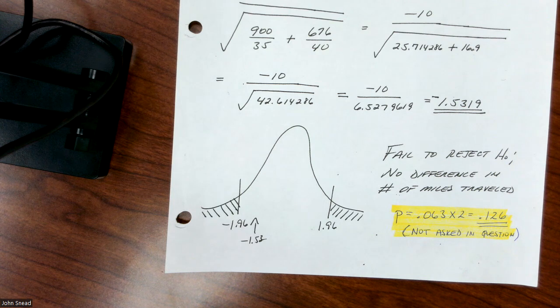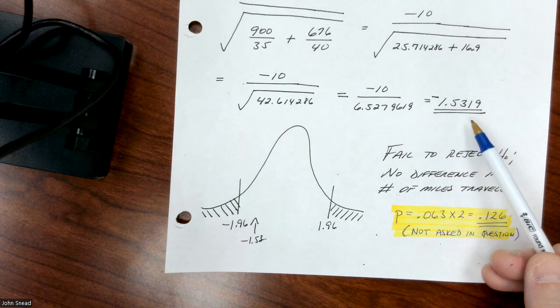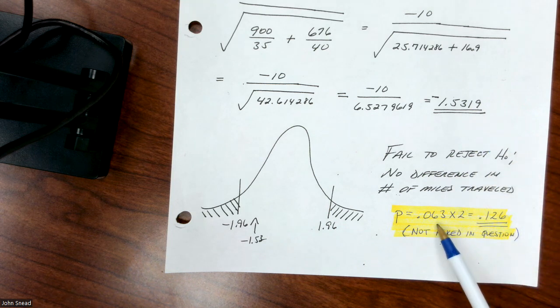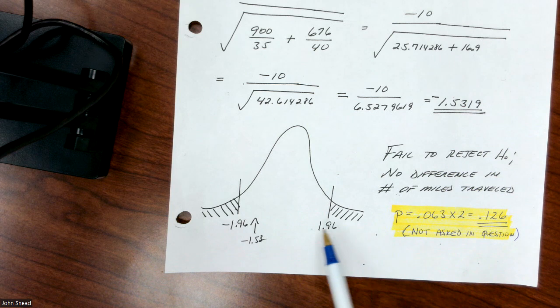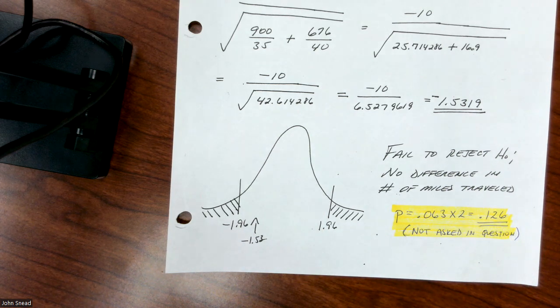Or put another way, we cannot say that a difference of 10 is great enough to be considered statistically significant. When you get the smaller portion for the Z value of 1.53, that should be 0.063. Because this is a two-tailed test, remember, we've got to double that, so we get 0.126. Now, this problem was not asking for the p-value, but I wanted to show you how to calculate that.